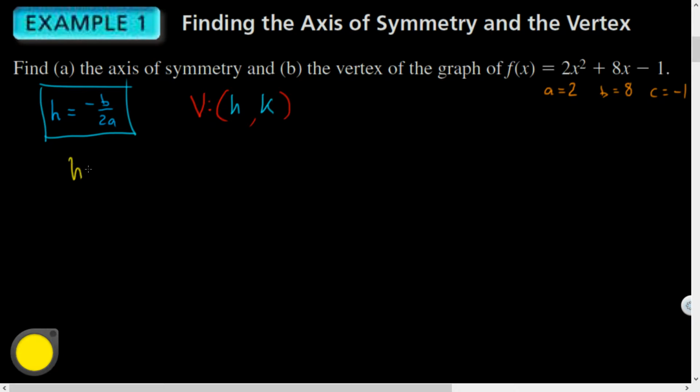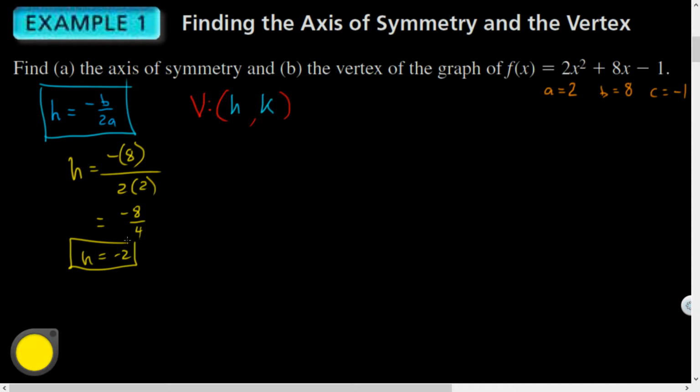So I'm going to get H equals the opposite of B, being 8, over 2 times A, which is 2. All right? So H equals negative 8 over, what's 2 times 2? 4, yeah, not a trick question. And negative 8 divided by 4 is going to be negative 2. So H equals negative 2.